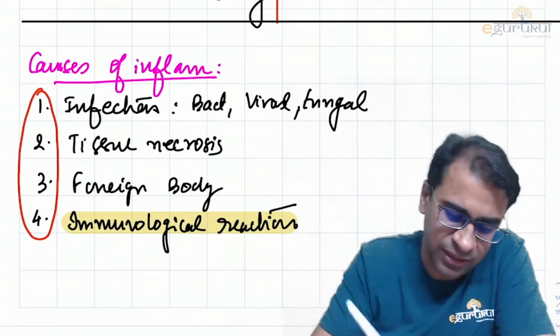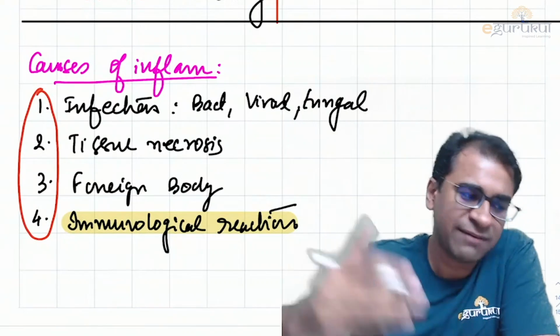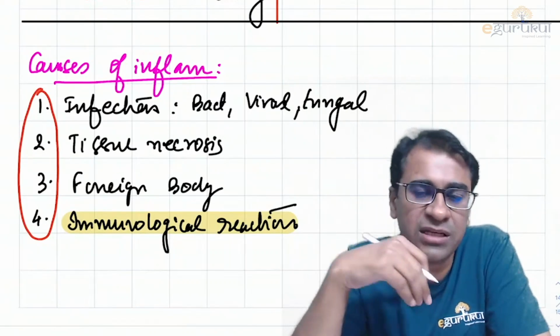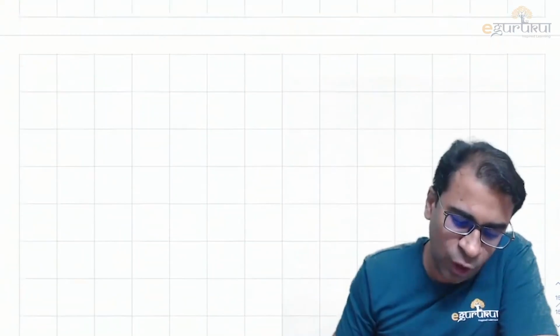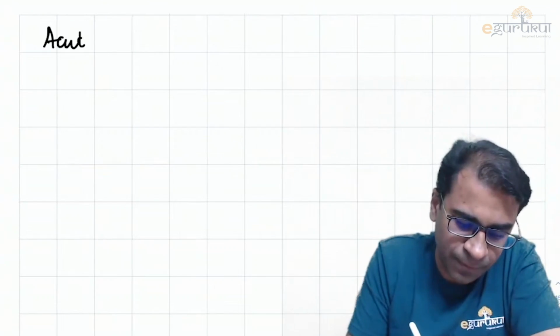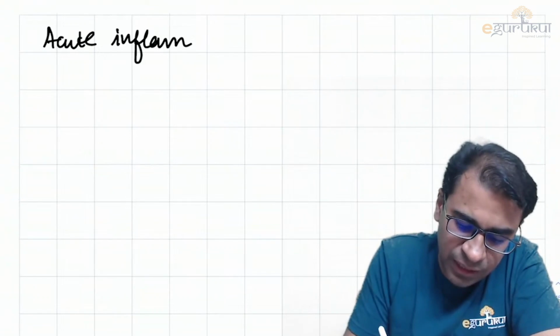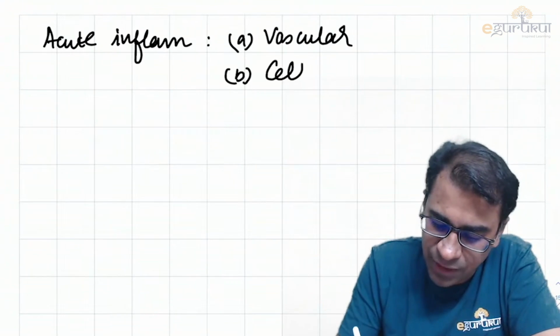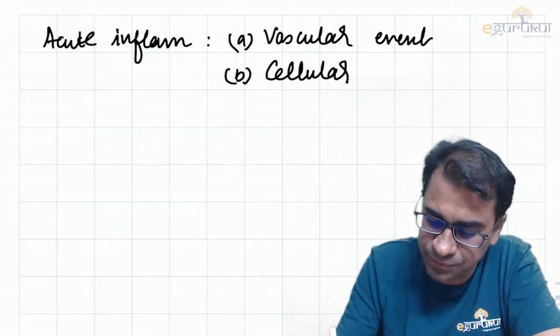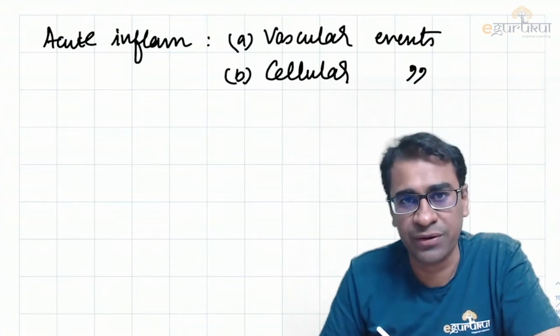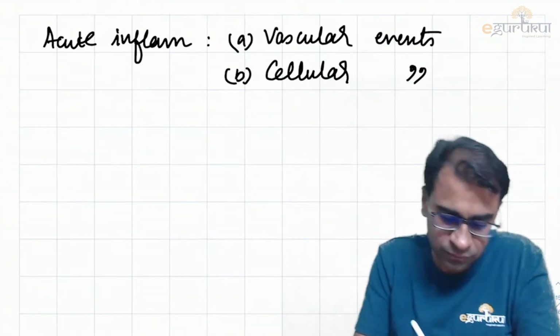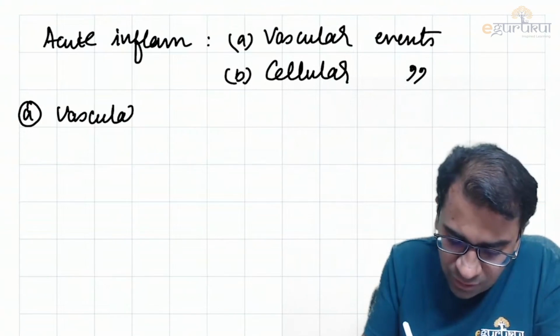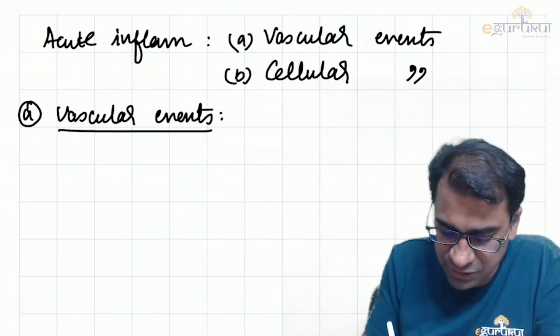Now, let's understand. So now tell us, how does inflammation occur? So now we'll talk about the components of inflammation. Acute inflammation basically has two components, A and B: vascular events and cellular events. We'll start with A, vascular events of inflammation.